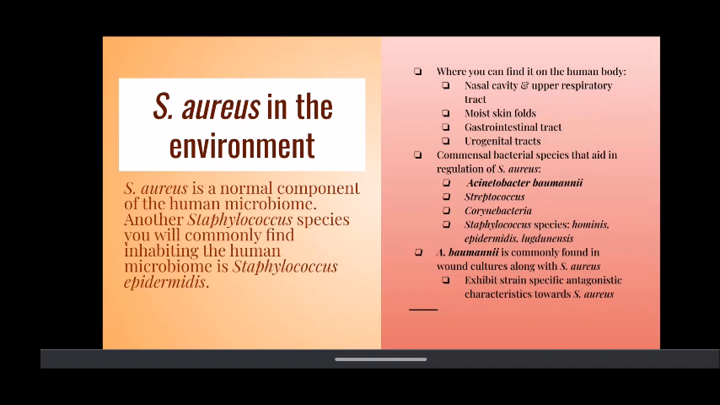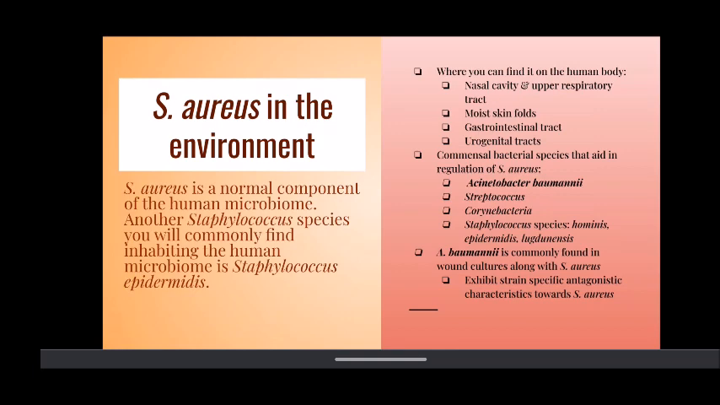It is found in the environment and is a normal component of the human microbiome. Among other Staphylococcus species, one of note and one primarily found within the microbiome is Staphylococcus epidermidis. You will find Staph aureus within and on the human body in the nasal cavity and upper respiratory tract, moist skin folds, the gastrointestinal tract, and the urogenital tracts.